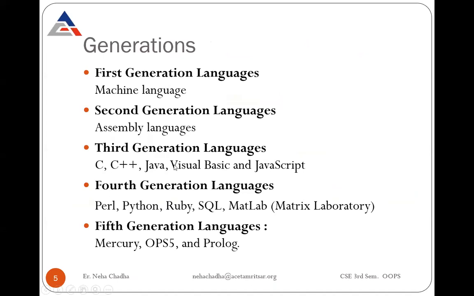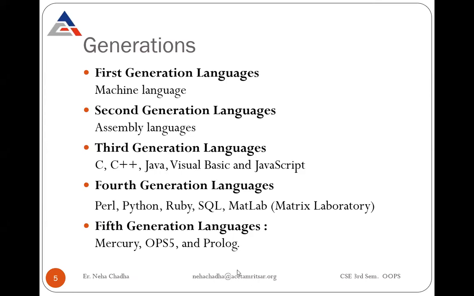Firstly, coming to your first generation, that is machine level language. I will come with an example over the board. Firstly, I will define the examples of the generations. First generation language is machine level language. Second generation language is assembly language. Third generation language is C++, Java, Visual Basic. Fourth generation language is Perl, Python, Ruby, SQL, MATLAB. Fifth generation language is Mercury, Perl, OPS5, and so on.